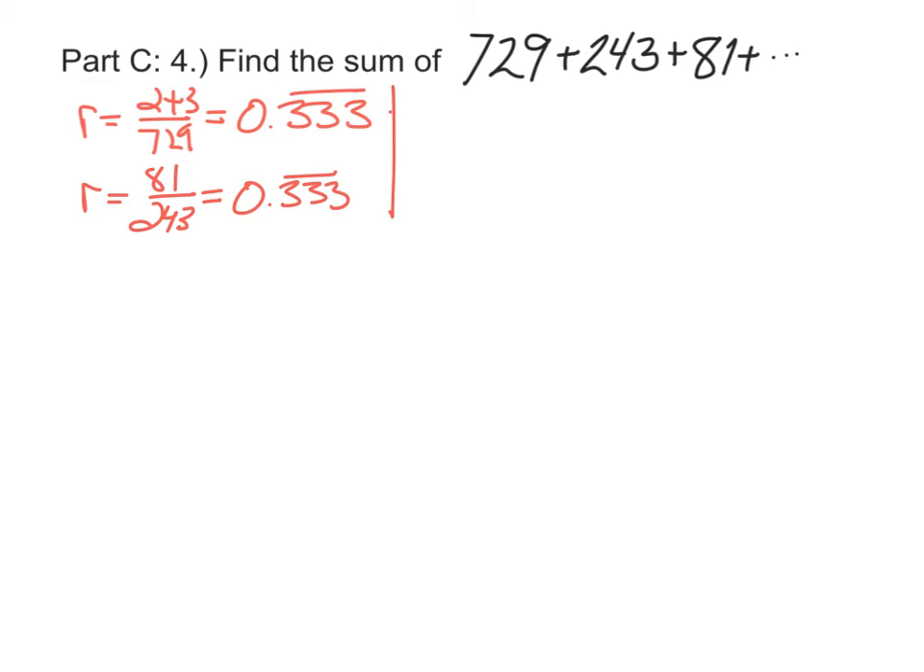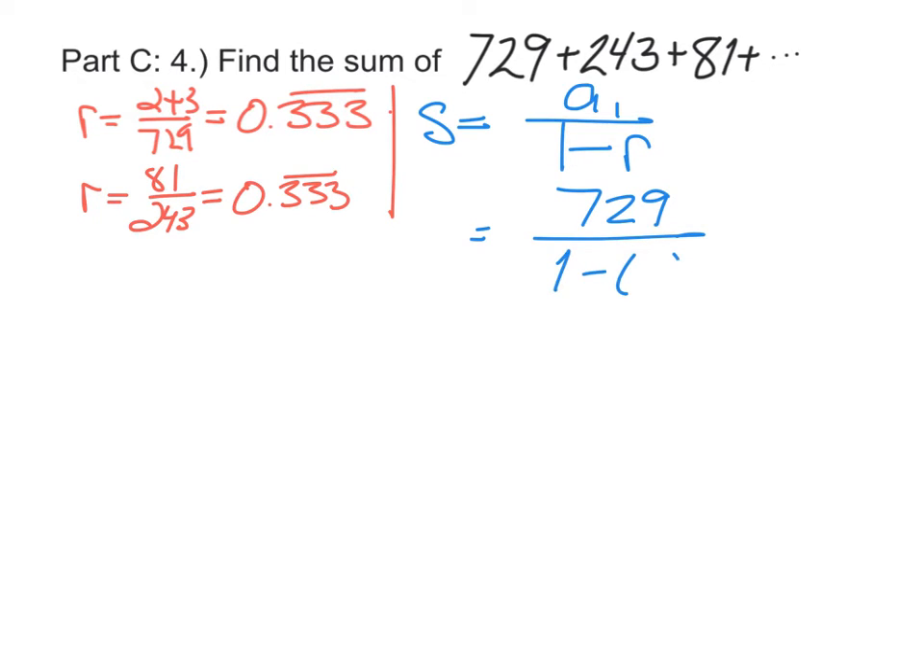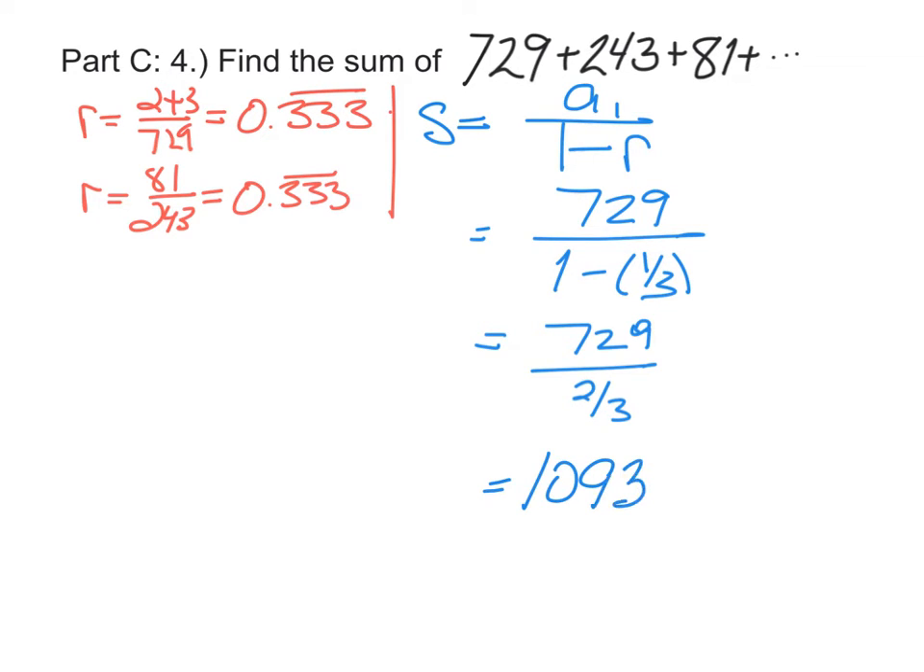That's all good news for us, because now we can find that infinite sum by using our formula. That formula where we take the first term and divide it by 1 minus the common ratio. So it's 729 over 1 minus our common ratio, which we just found was 0.3 repeating, or 1/3. So to simplify that, we've got 729 divided by 2/3. Go ahead and grab your calculator if you want to, and you should get 1093.5.